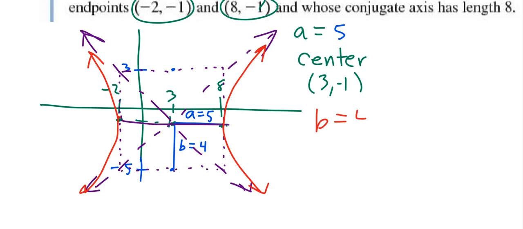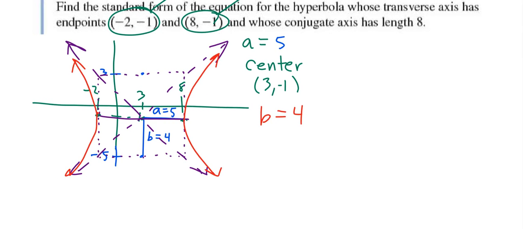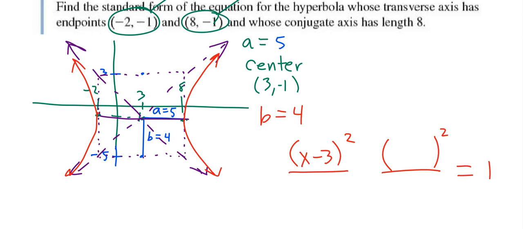So we know a, we know b. What did they ask me for here? Find the standard form equation. All right. I think we have everything we need. What you got? Yep. (x - 3)^2 over 25. Ooh, that's nice, right? Minus, okay. Nicely done. Very nicely done.